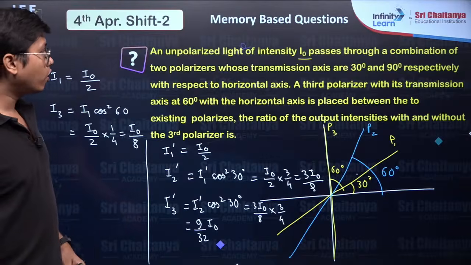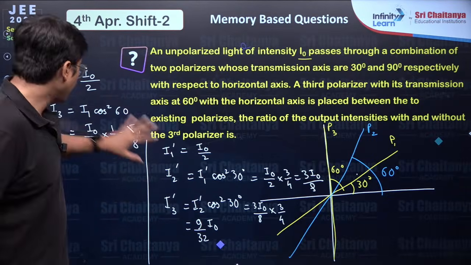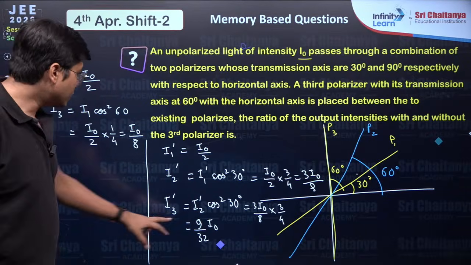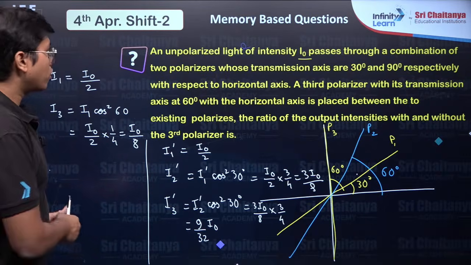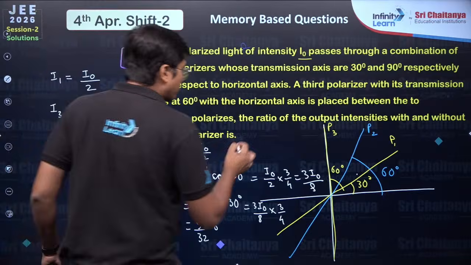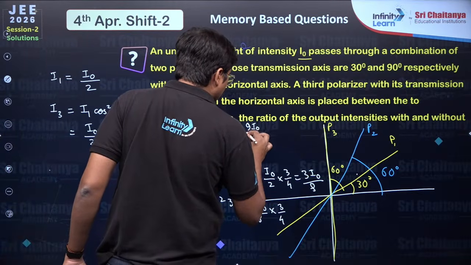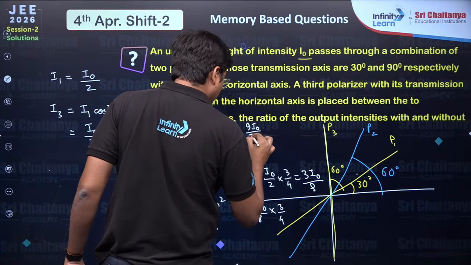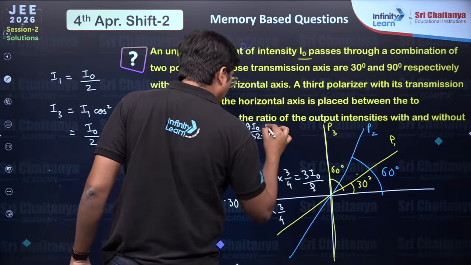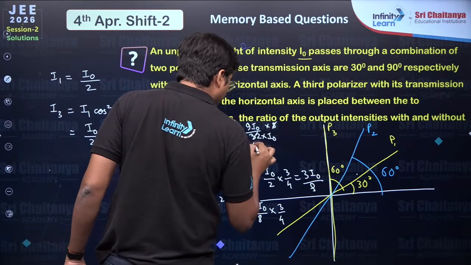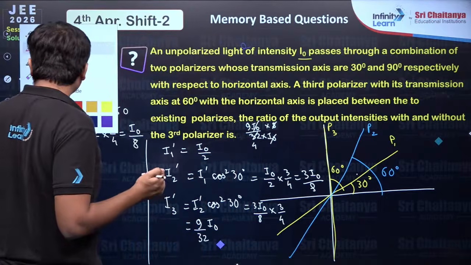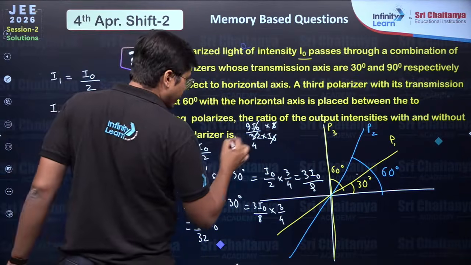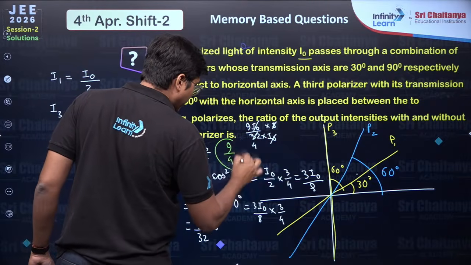I want the ratio of this with and without. So it is 9 I naught by 8 by 32 divided by I naught by 8. So I can put it here, 32 divided by I naught by 8. This goes with a 4. This cancels. So your answer would be 9 by 4.